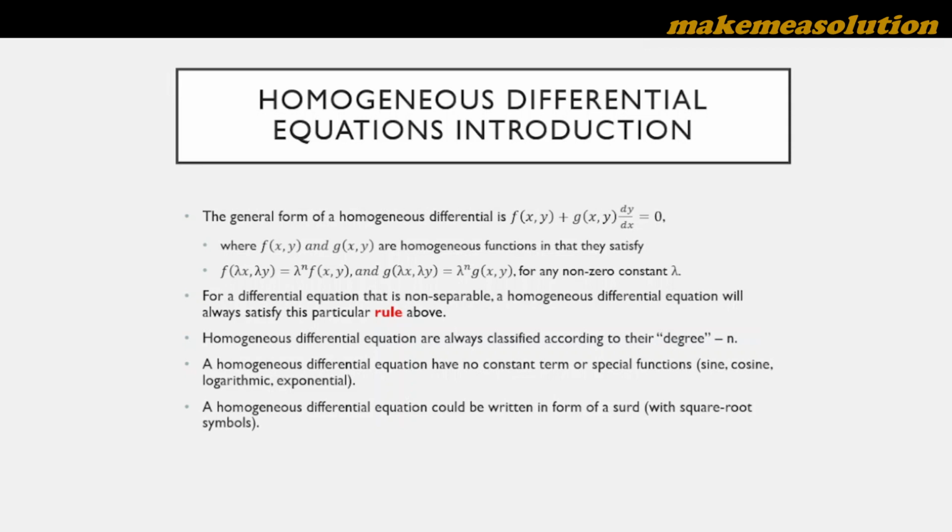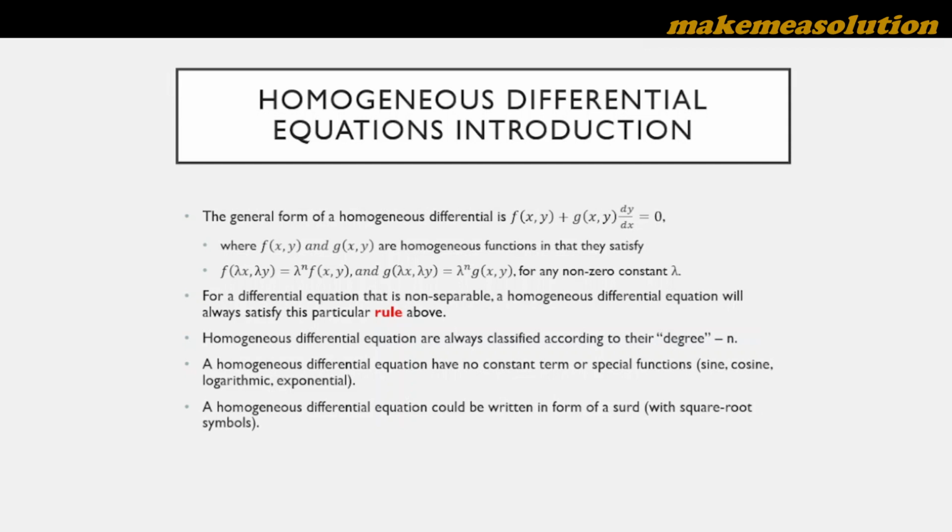The general form of the homogeneous differential equation can be written as f of x comma y plus g of x comma y dy dx equal to 0. So what are f of x comma y and g of x comma y? They are assumed to be homogeneous functions. Of course, that's why we call it a homogeneous differential equation.